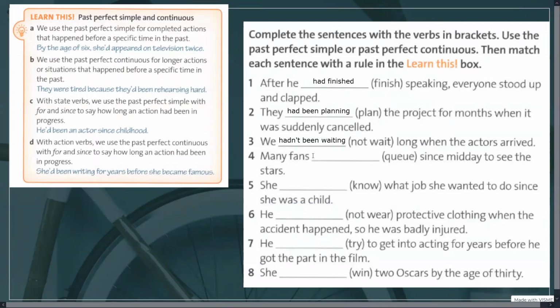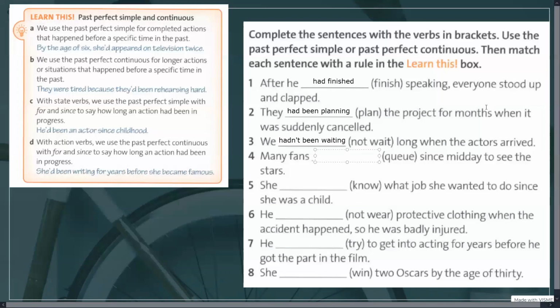Many fans queue since midday to see the stars. I would say that this is interesting because queue can be a noun or a verb. If it's a noun, it means sort of a line. For instance, a line at the bank, a queue, right? But when it's a verb, it means basically the same thing. It means people standing in line.